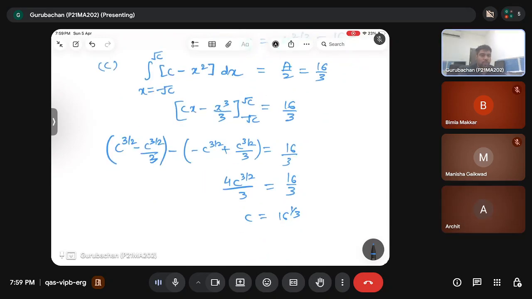I hope now you are comfortable with calculating the area between curves. If you have any doubt, you can ask.